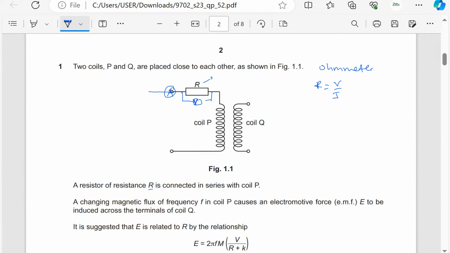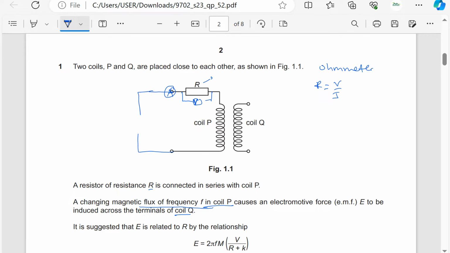Then a changing magnetic flux of frequency F in coil P causes an electromagnetic EMF E to be induced across the terminals of coil Q. So in P, there's a changing magnetic flux of frequency F. So how will I measure that? I need something to measure the frequency. Either I could use a signal generator or I could use a calibrated CRO.